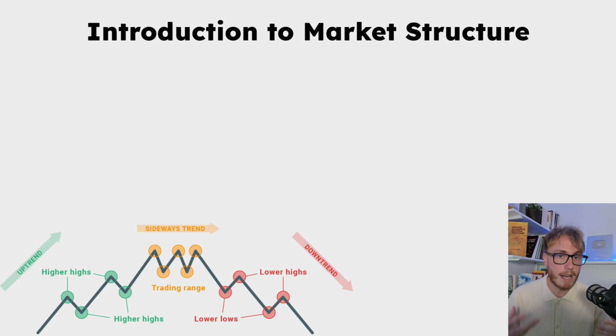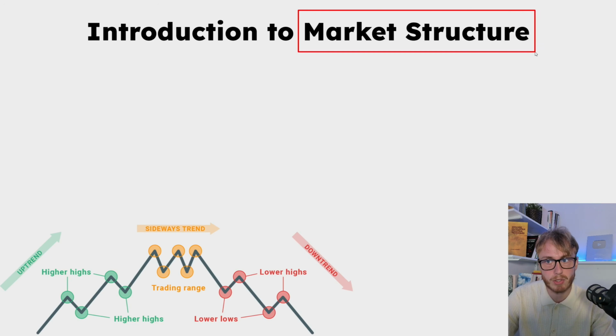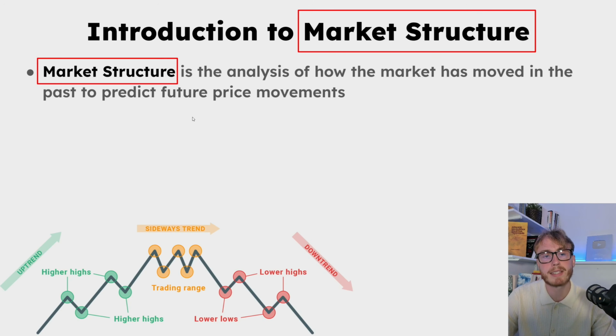Alright, so now that we have a basic understanding of what smart money is and also what smart money concepts is, we are now ready to start learning about smart money concepts. And the very first thing we need to learn about here is something called market structure. So let's begin here by taking a look at some market structure basics. Market structure is basically the analysis of how the market has moved in the past to predict how the market will move in the future.